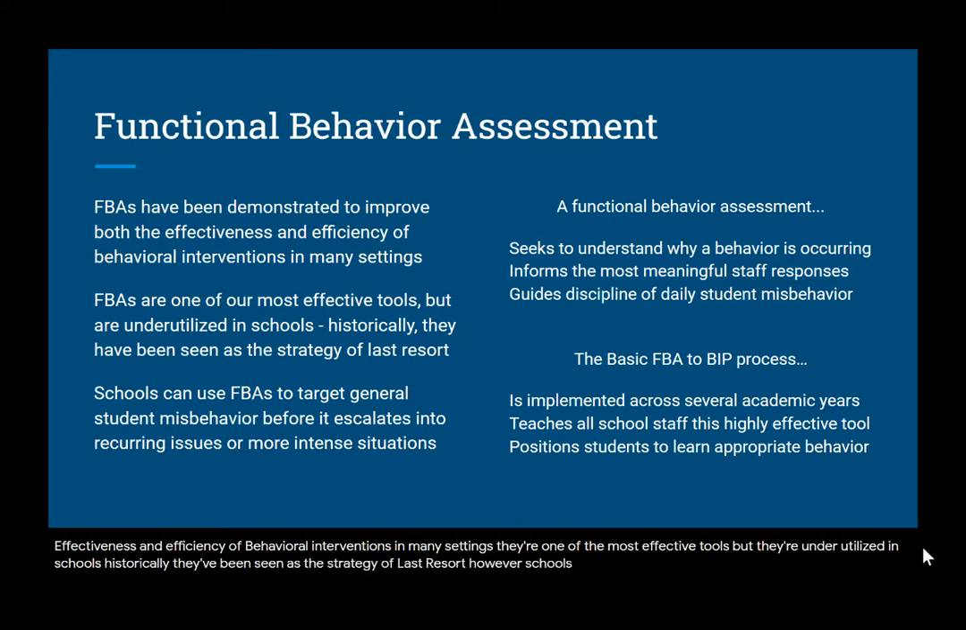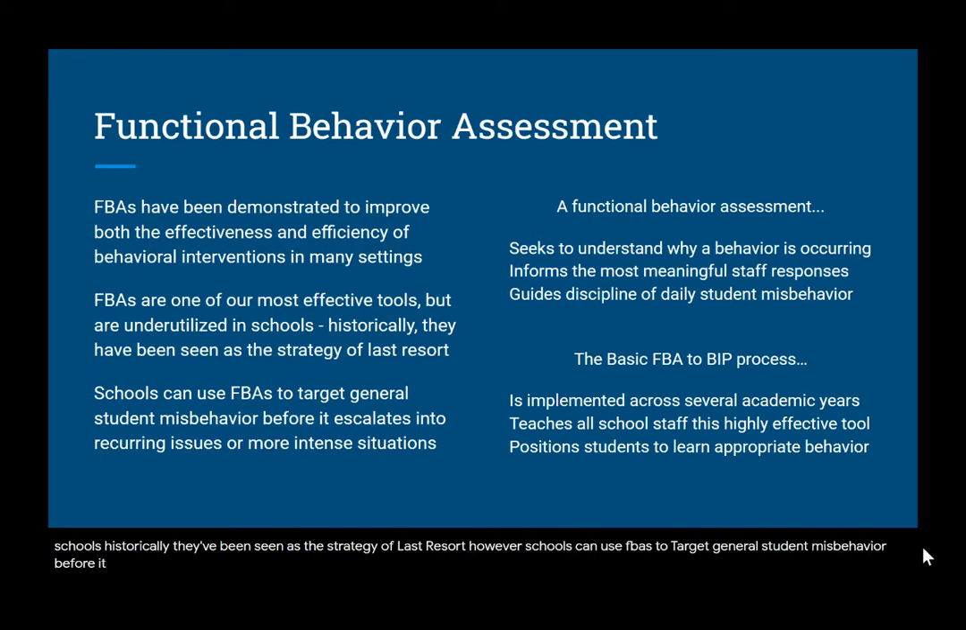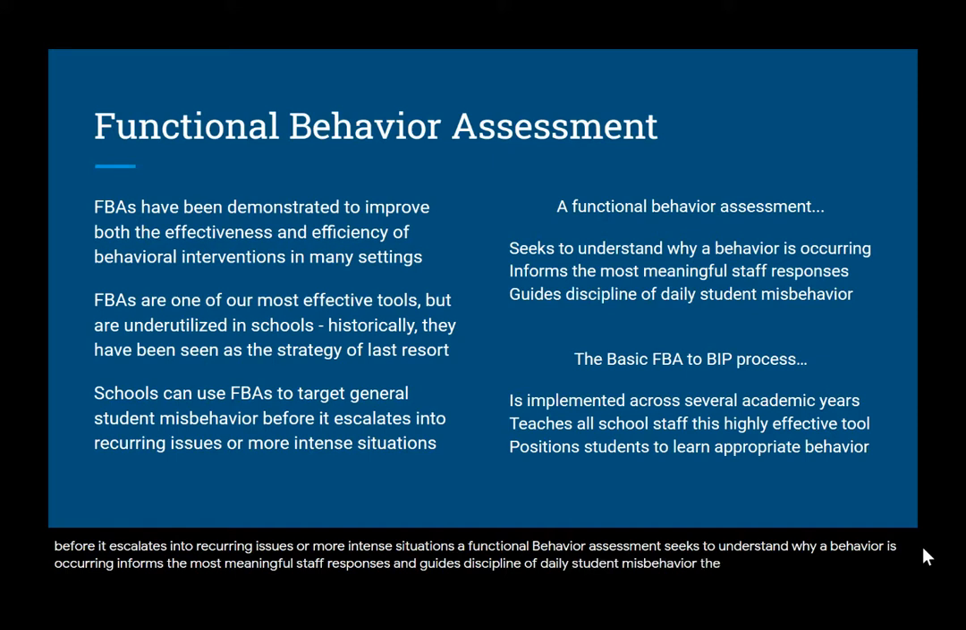However, schools can use FBAs to target general student misbehavior before it escalates into recurring issues or more intense situations. A functional behavior assessment seeks to understand why a behavior is occurring, informs the most meaningful staff responses, and guides discipline of daily student misbehavior. The basic FBA to BIP process is implemented across several academic years. It teaches all school staff this highly effective FBA tool and positions students to learn appropriate behavior.